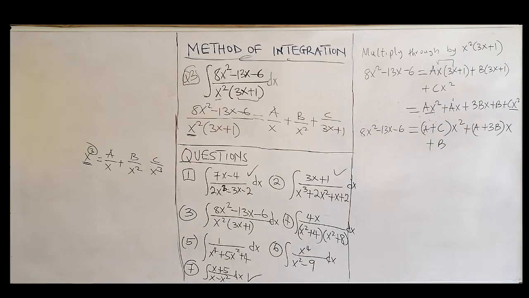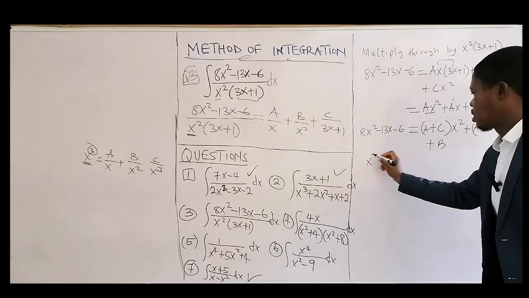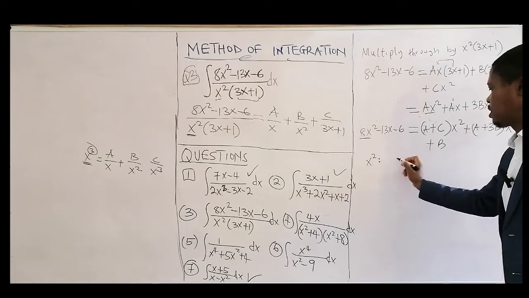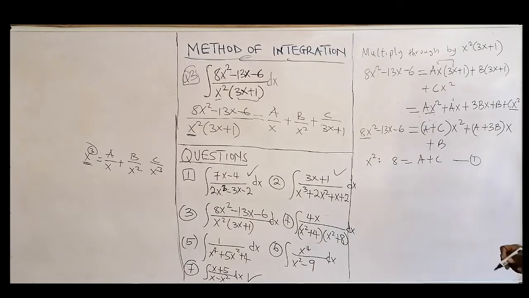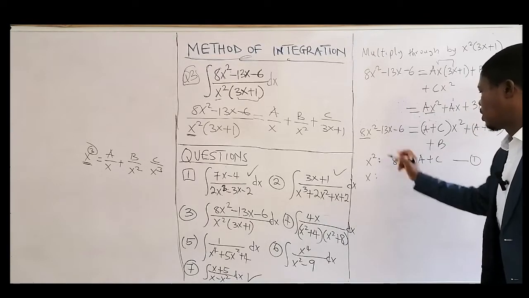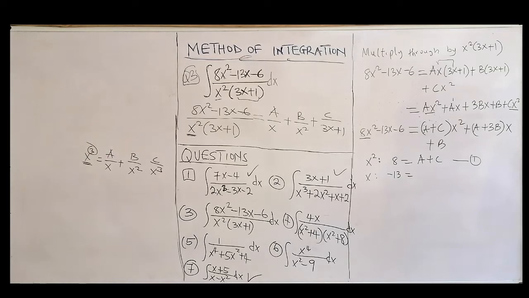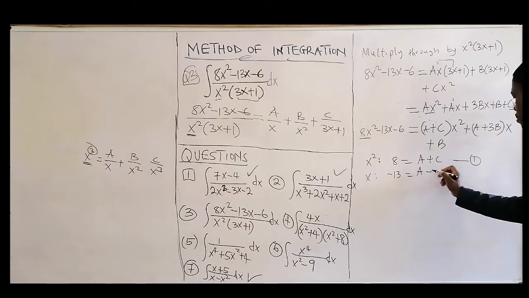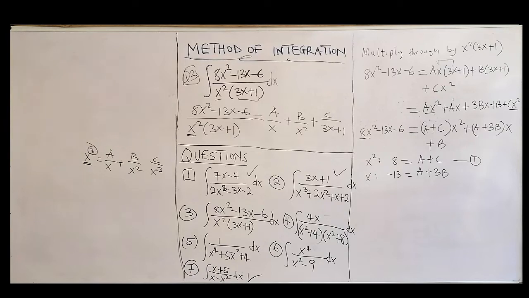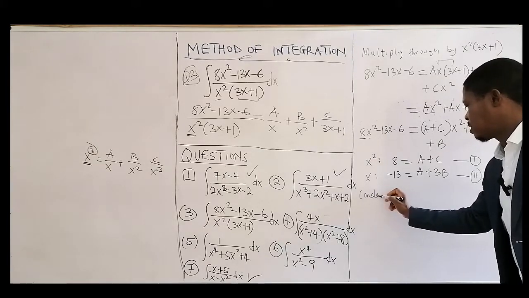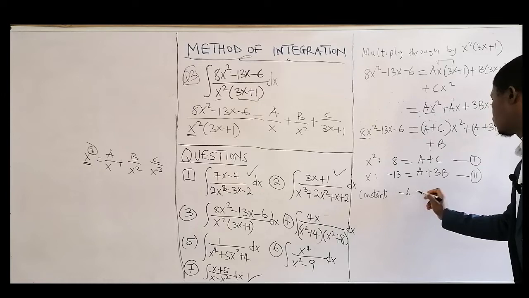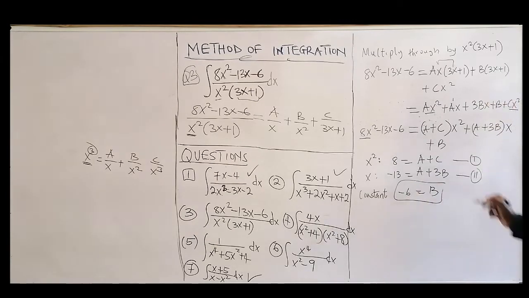Then begin to equate the coefficients. Once you equate the coefficient of x squared, the coefficient is 8, equal to 3A plus C, equation 1. Coefficient of x, I'm going to have minus 13 equal to A plus 3B, equation 2. And the third one, the constant terms: minus 6 equal to B. So that's very good, gotten that.